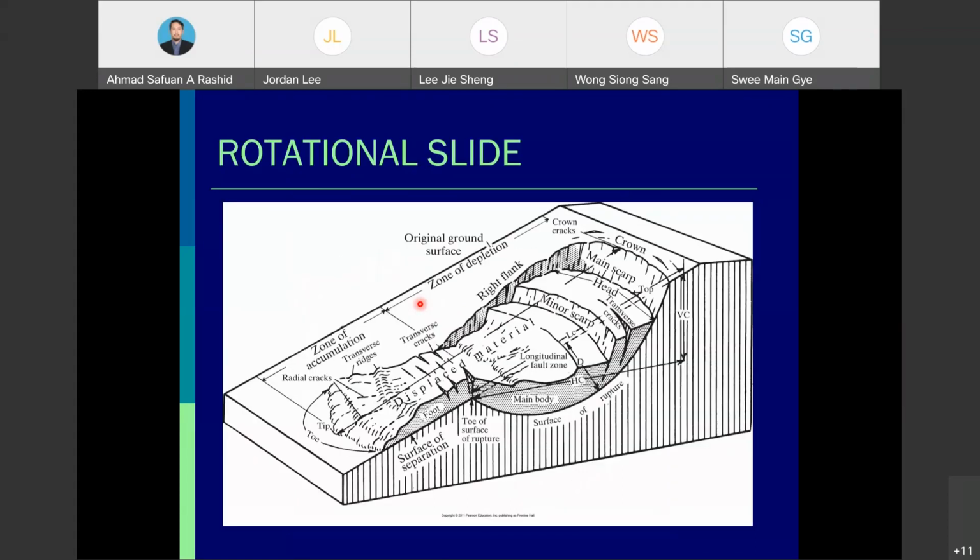So this is the rotational slide, where we can see here the surface of rupture. This is the terminology that is used to explain the rotational slide. There is a main scarp, which is on the top, and then it falls. This is the main body of the failure, and then the displaced material up to a certain area.